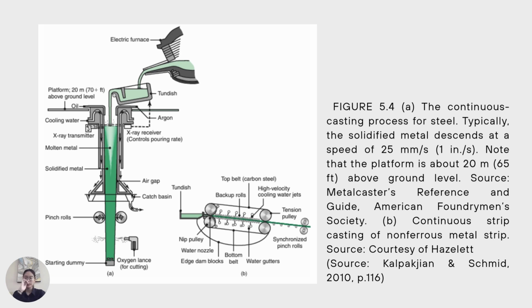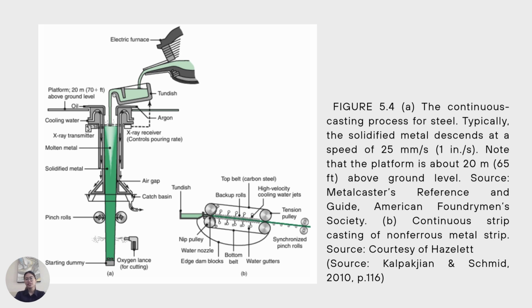At the very top, we have an electric furnace, or sometimes a ladle from a basic oxygen furnace, which delivers molten steel into a tundish. The tundish acts as a reservoir and distributor, controlling the flow of molten metal into the mold through a ceramic nozzle. It also helps maintain a steady pouring rate and temperature, ensuring smooth operation.